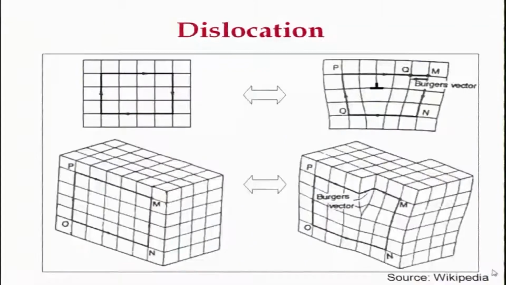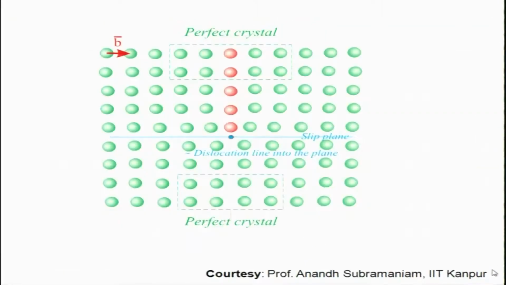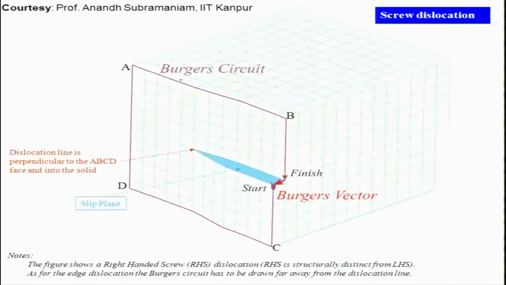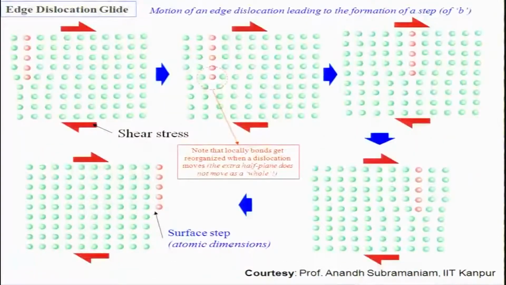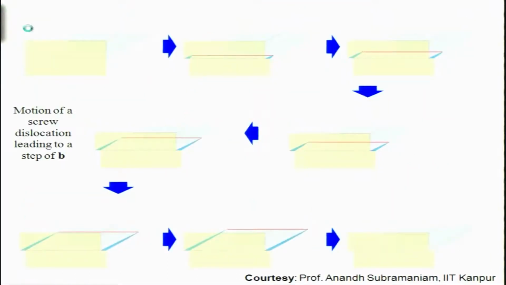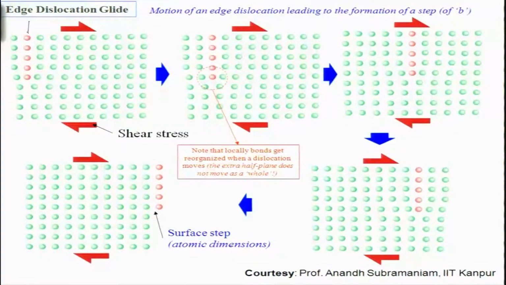I will just show you sort of animation in which you can see this. So here you can see this is the motion of edge dislocation. You start with an extra row of atoms on the left. So this is the extra row of atoms you had. When you apply stress, it moves to the right. So now it is here. After some time it is here and then it completely moves out of the crystal, okay.